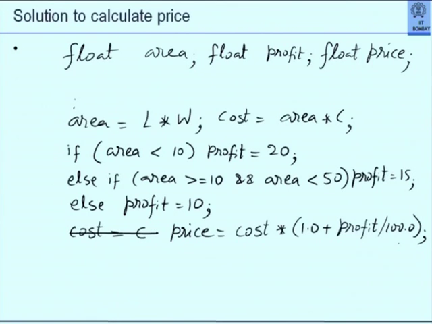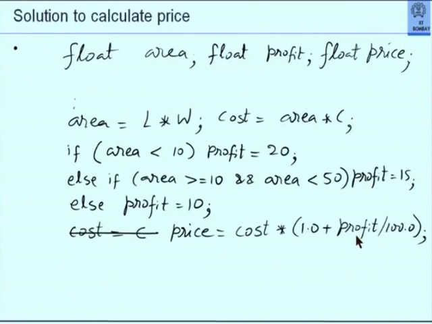Notice that 1.0 and 100.0 is not required, because profit is a floating point variable. So even if I wrote 100 here, this 100 would be converted to floating point. Integer is converted to floating point. So I will get a proper division. And this one, even if I write, it will also be converted to floating point before being added.